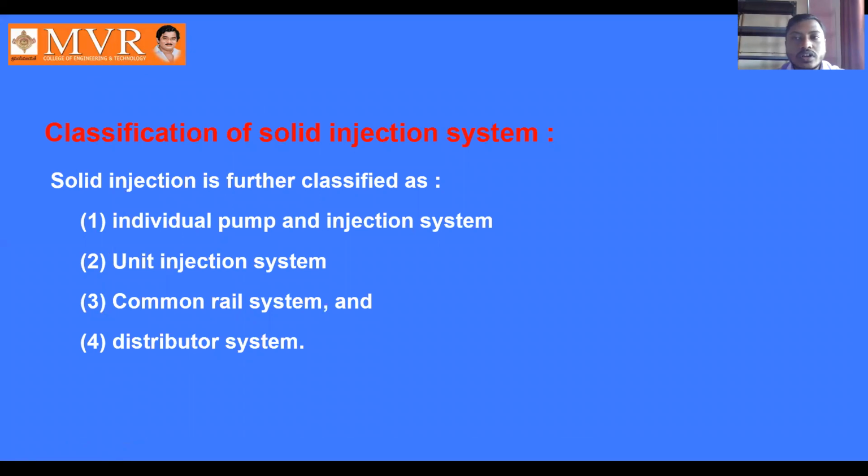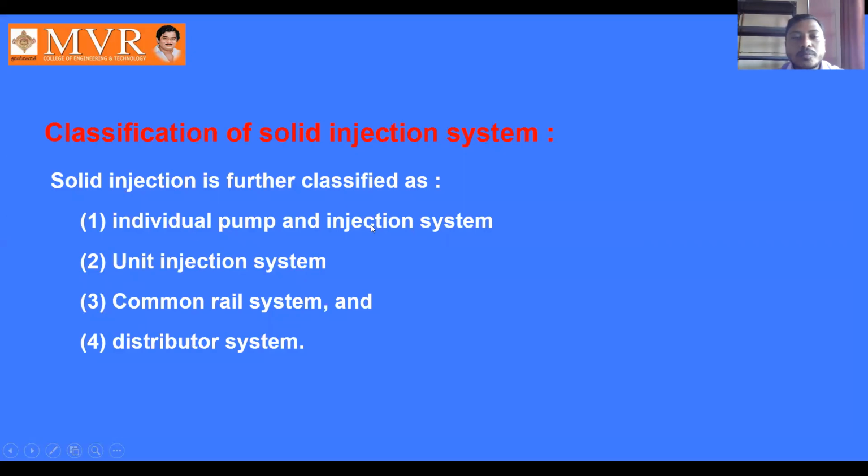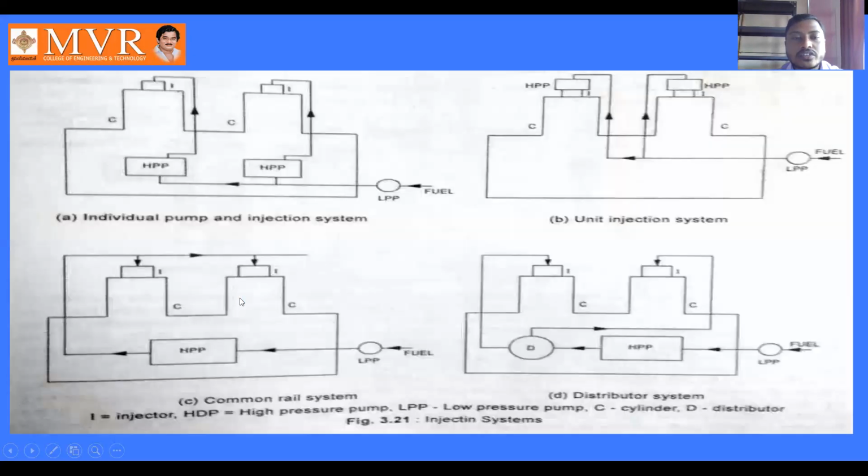And coming to the classification of solid injection systems, the solid injection system is classified into 4 types: individual pump and injection system, unit injection system, common rail system, and distributor system. These are the 4 solid injection systems which we use in diesel power plants. Here we can observe the diagrams of these 4 systems. First, the individual pump and injection system.